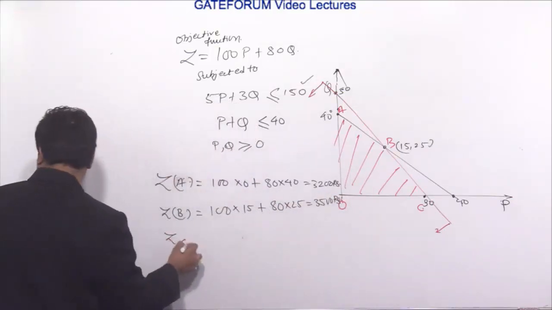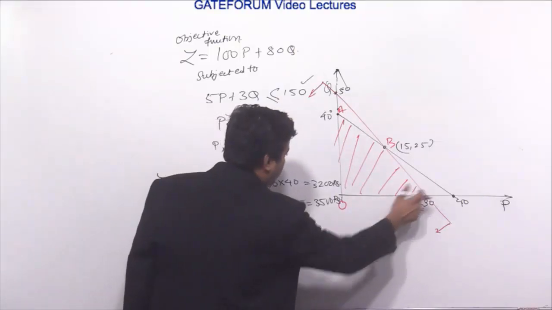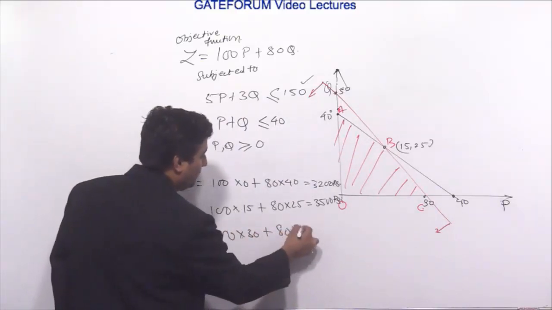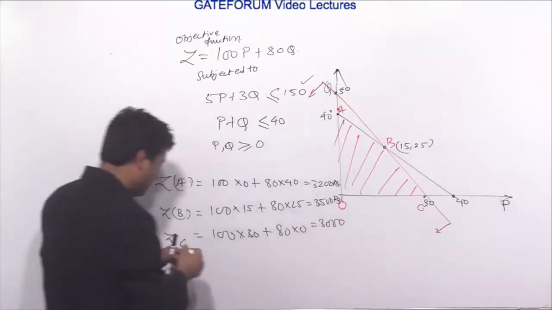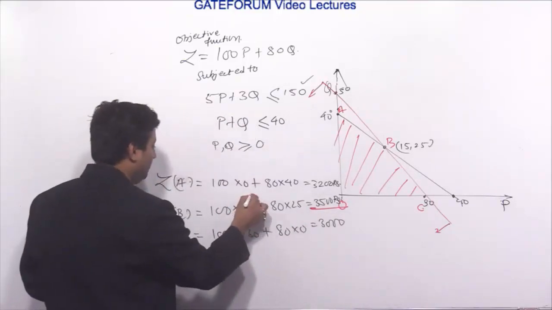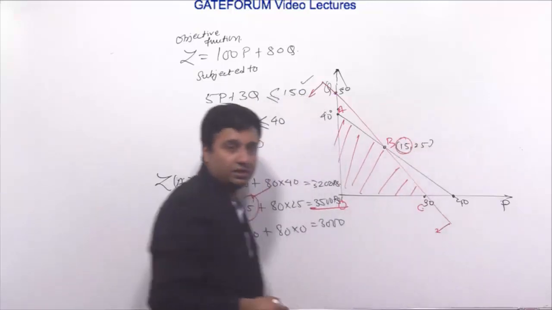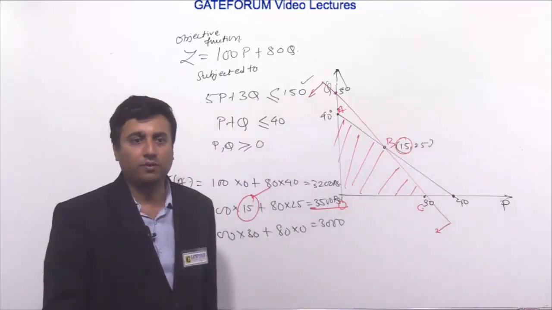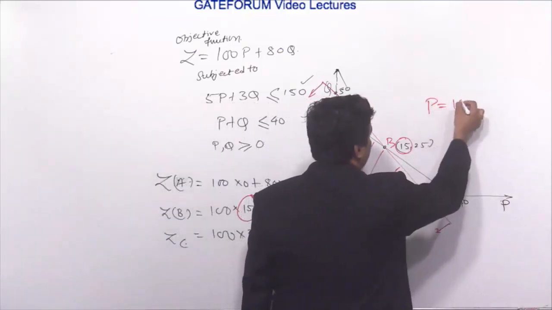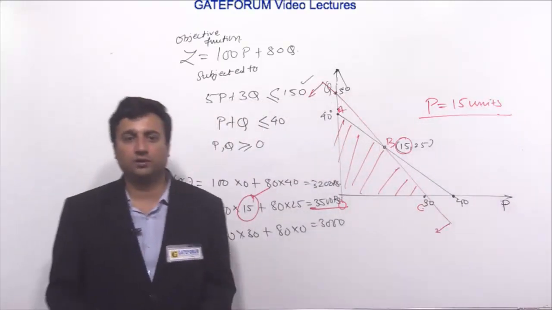Let me go for ZC: 100 multiplied by 30 plus 80 multiplied by 0, so you get 3000. So the maximum profit is 3500, and the decision variable at this maximum profit is what is asked in the question, the number of units of P to be produced. That will be your answer: P is equal to 15 units. Thank you for now.